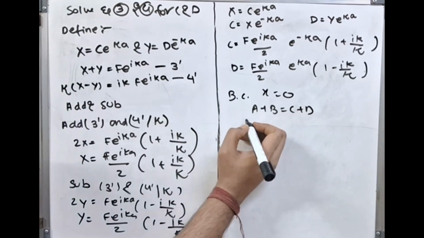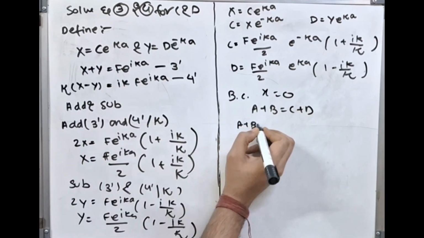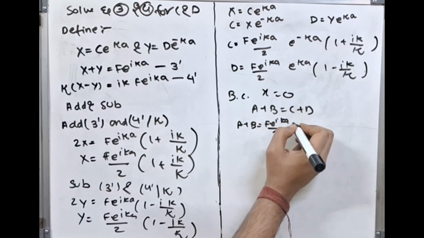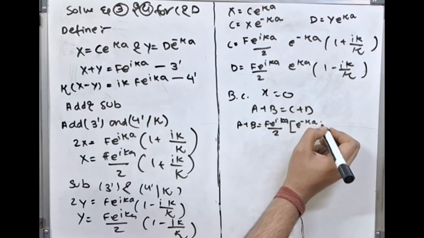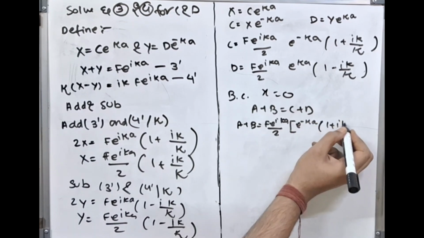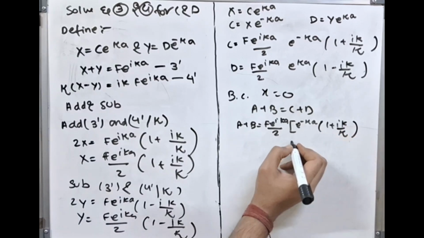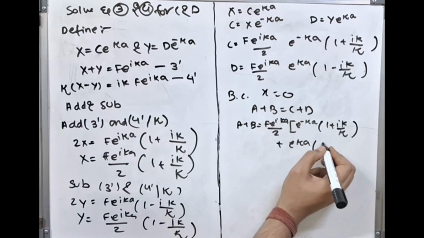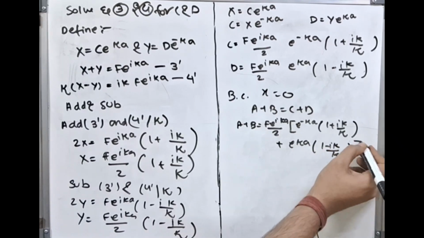So if we put in equation 1, my a plus b is going to be f e raised to i k a by 2 box bracket e raised to minus kappa a (1 plus i k upon kappa) plus e raised to kappa a (1 minus i k upon kappa), closed.